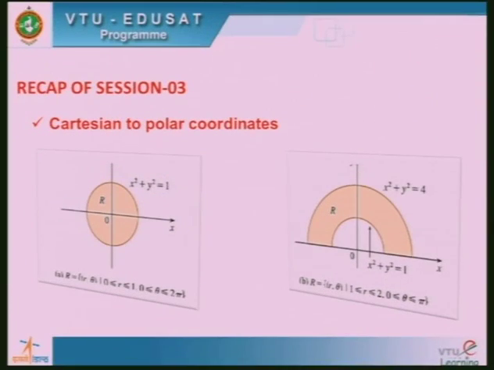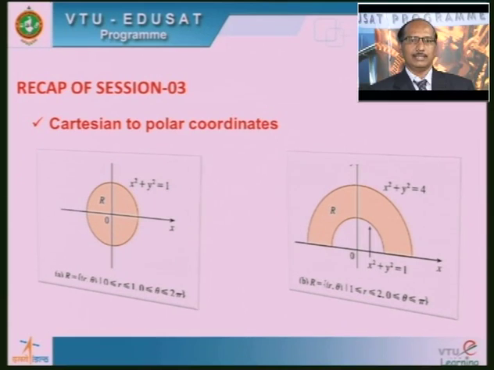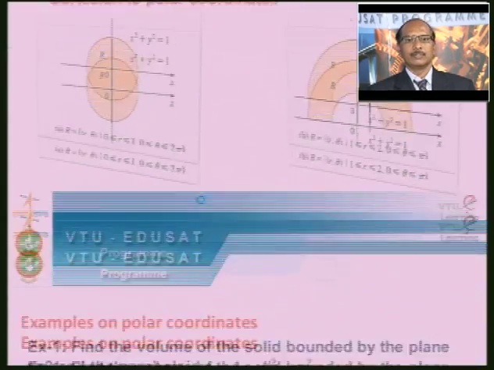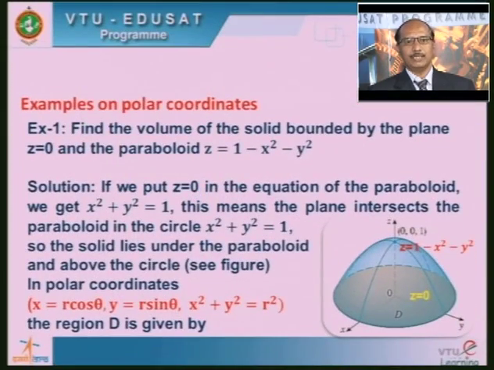We also discussed the change of variables in double integrals. We change the Cartesian coordinates x and y into, as a particular case, polar coordinates. The reason is that it may be difficult to evaluate integrals over circular regions, like the region between two circles shown in the picture. In such cases the simplification may be complicated, so we need to change into polar coordinates. That becomes simpler. So in today's session we discuss examples on changing to polar coordinates.